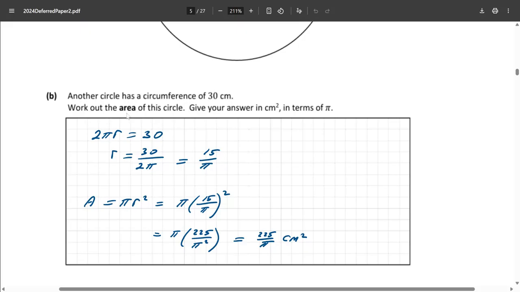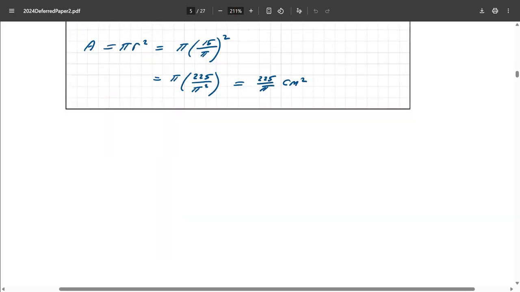And finally the area, another trigger word. Area is pi r squared, it's also in the tables. So put in this for r and work it out. 225 over pi squared, a pi cancels and you get 225 over pi, and we have to leave it like that. When it says in terms of pi, that means leave the pi in your answer, do not put the pi into the calculator. Okay.